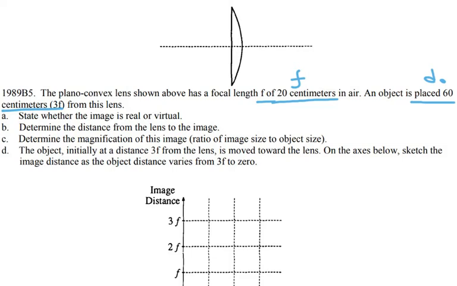And then for the second part, they say determine the distance from the lens to the image. And here I drew the ray diagram for you just to see that the image is going to be real and inverted. So if I chose this to be the focal length, then the image is placed 60 centimeters away from the lens. So I approximated this is about 60, the distance where the object is.